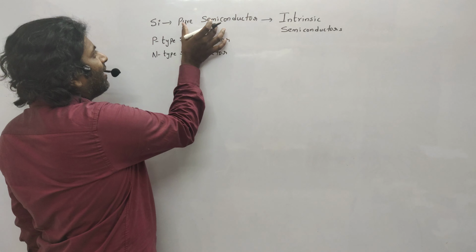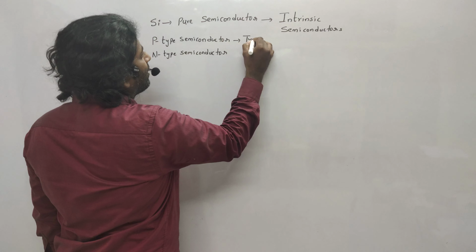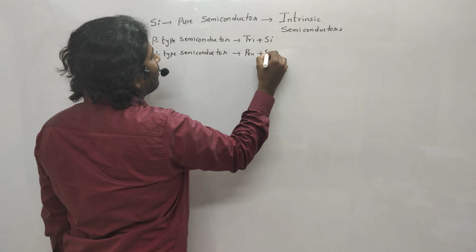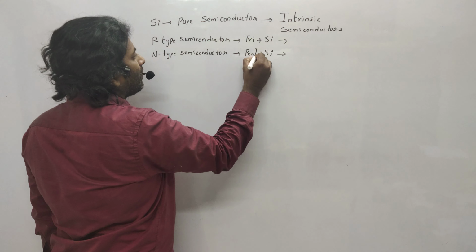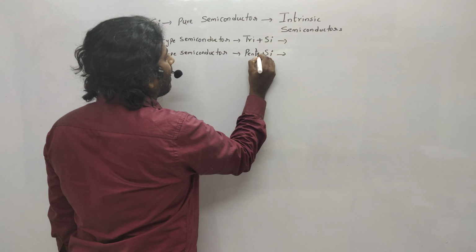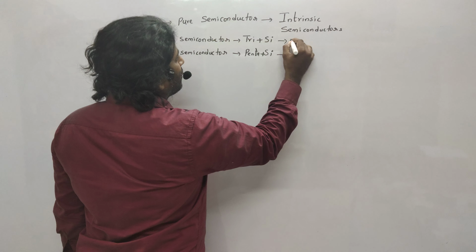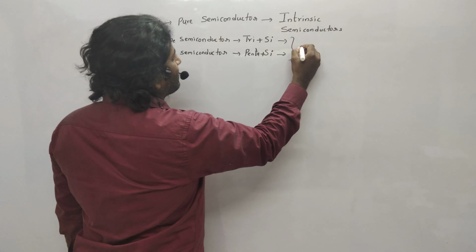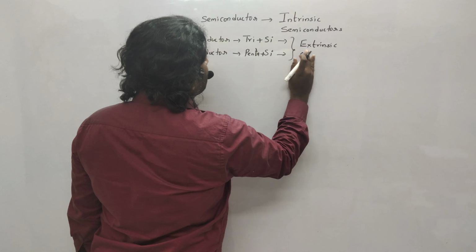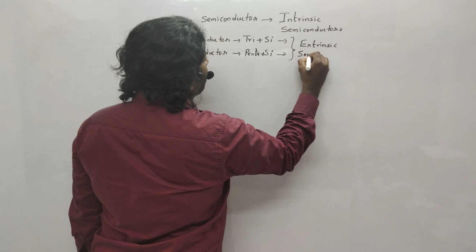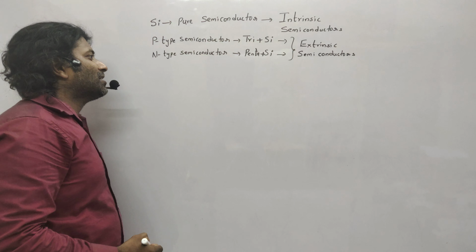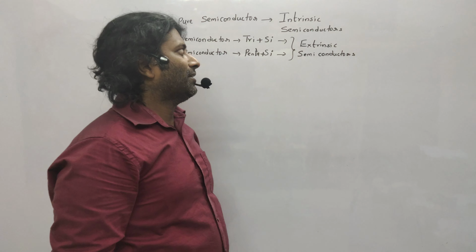So, p-type means trivalent plus silicon, and n-type means pentavalent plus silicon. These two types of new semiconductors are called extrinsic semiconductors. Intrinsic semiconductors and extrinsic semiconductors.